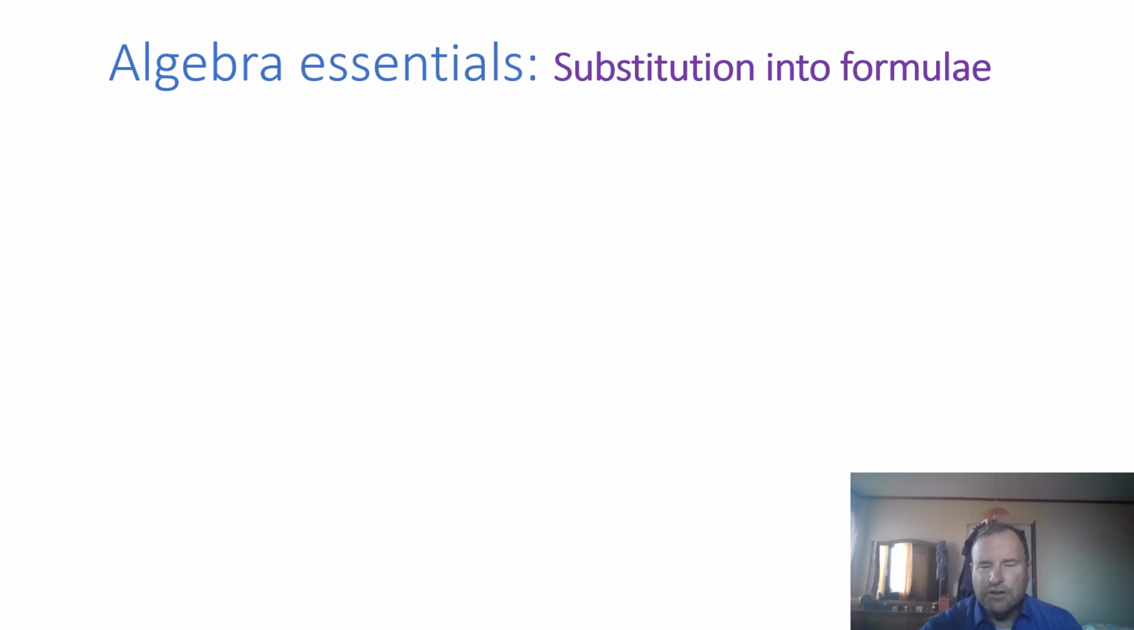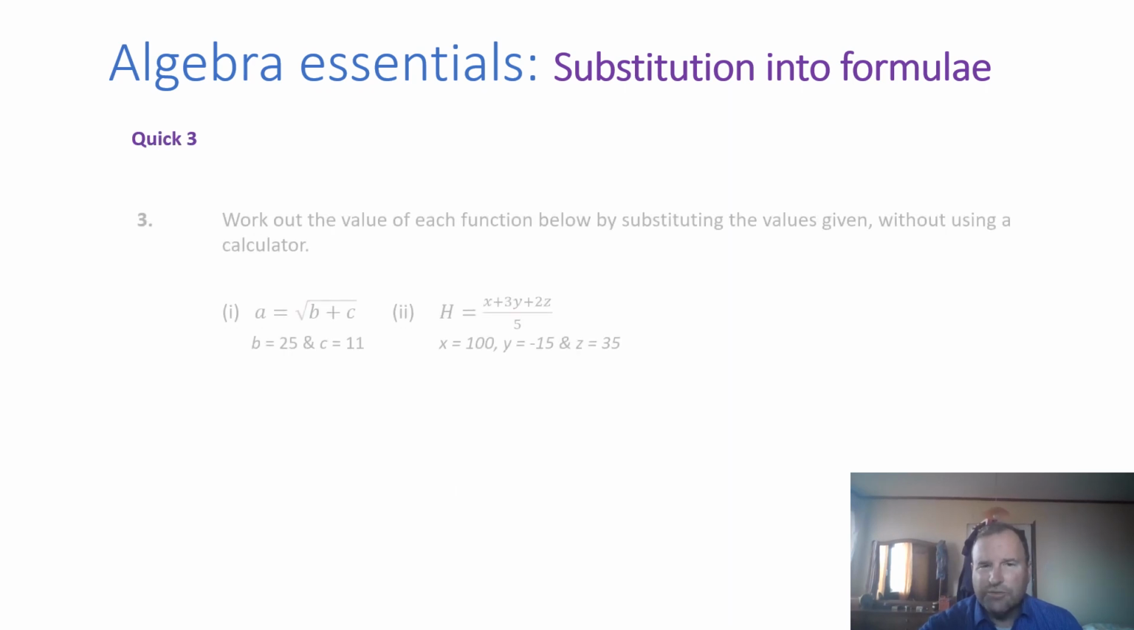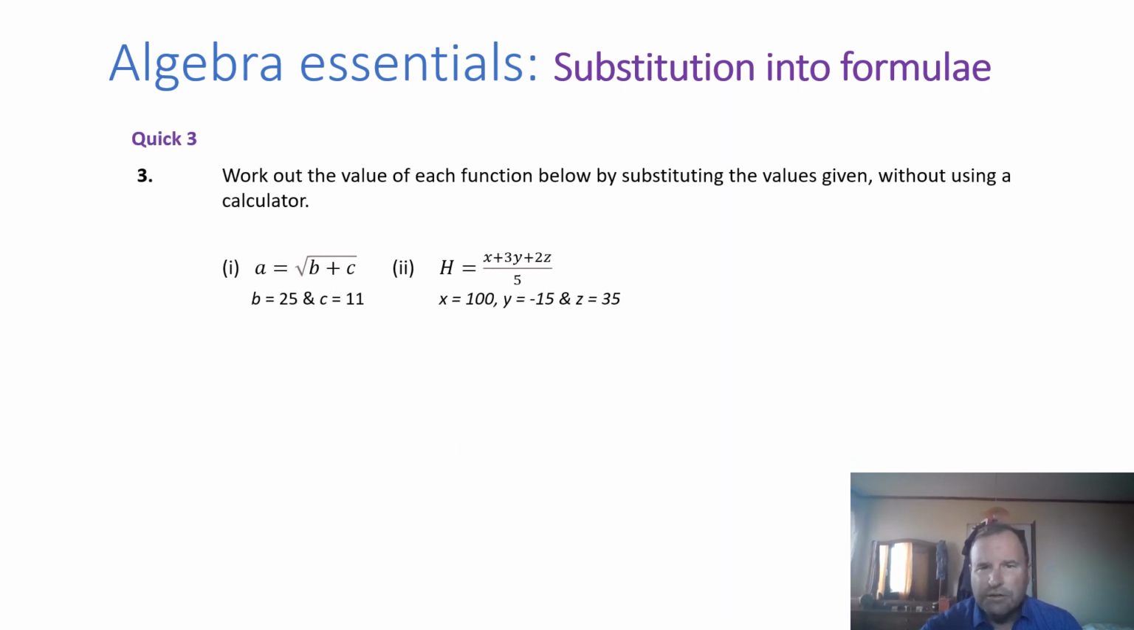So here's the final question on a quick 3. Work out the value of each function below by substituting the values given without using a calculator. So you've got question 3, part 1, there's the function, I'm just going to circle it, a equals the square root of b plus c, and then the second function here, h is equal to x plus 3y plus 2z divided by 5. Remember to pause, have a go at answering the questions. Now I'm going to go on to the answers.